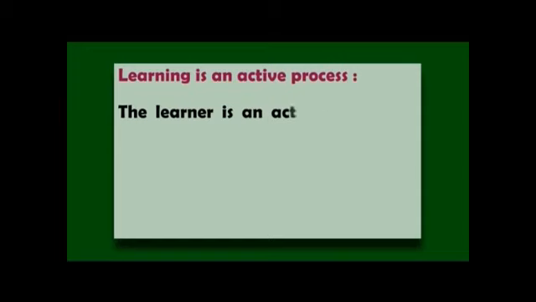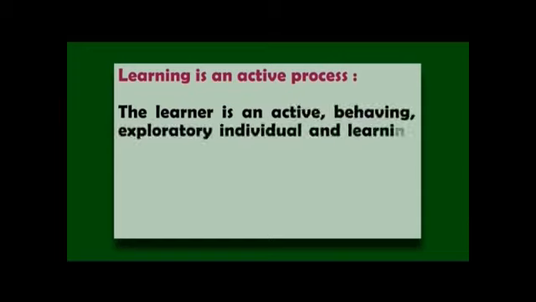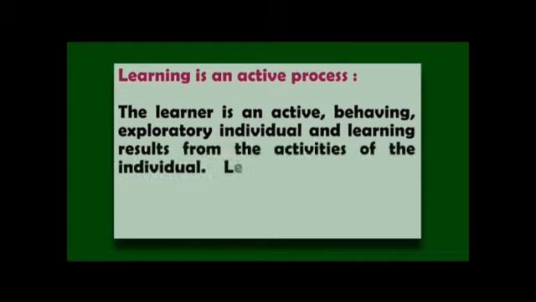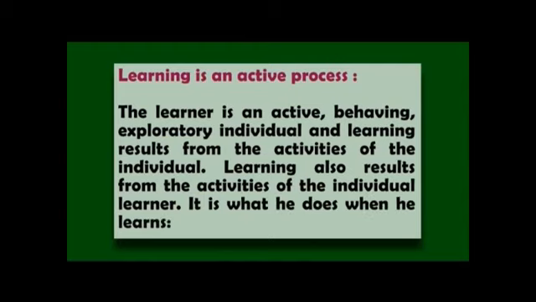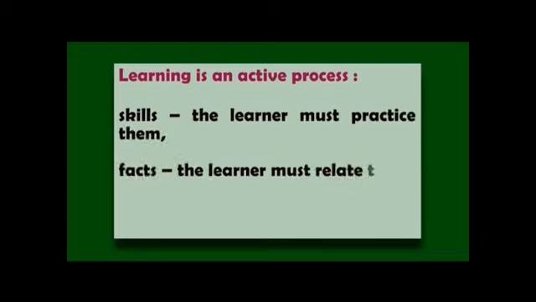Number 7, learning is an active process. The learner is an active, behaving, exploratory individual, and learning results from the activities of the individual. It is what he does when he learns. Skills, the learner must practice them. Facts, the learner must relate them. Attitudes, he must change them.